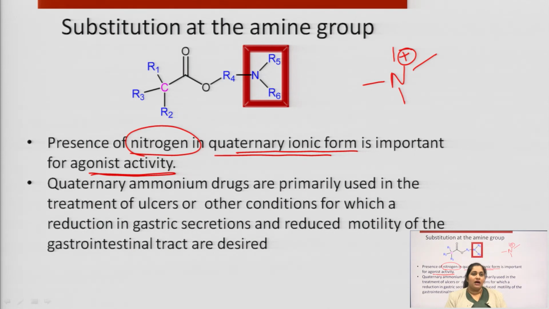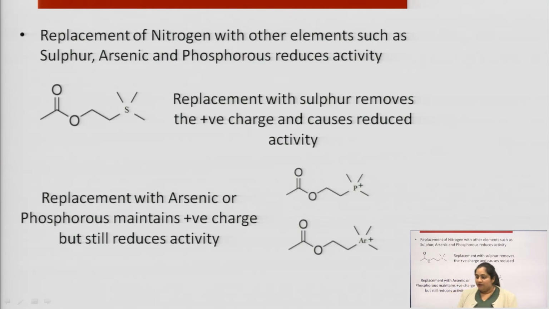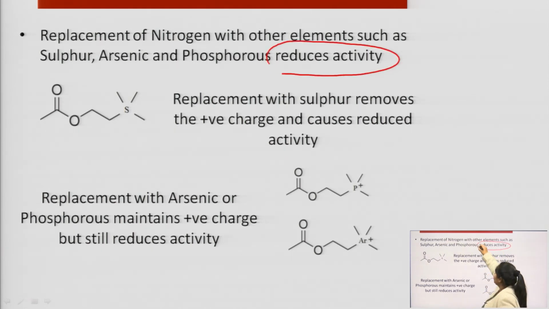Quaternary ammonium drugs are basically used in the treatment of ulcers or other conditions for which a reduction in gastric secretions and reduced motility of the gastrointestinal tract are desired. So there the quaternary ammonium drugs are being used. Further, if we replace this nitrogen atom with other elements like sulfur or arsenic or phosphorus, that always reduces the activity. It means the presence of nitrogen is mandatory in terms of activity.